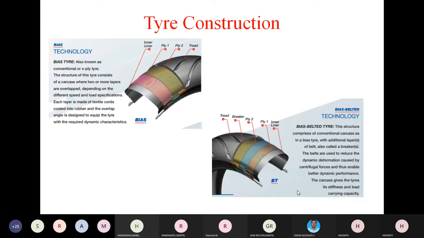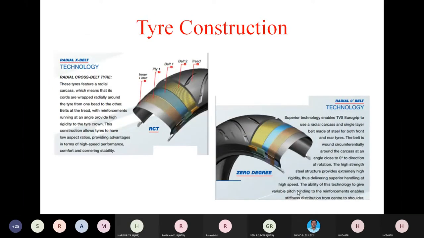The first one is bias technology. In bias technology, there is one inner layer followed by two plies. Outside, there is a tread. Okay. In the bias belted technology, they have one additional layer. Here, the additional layer is named a breaker.